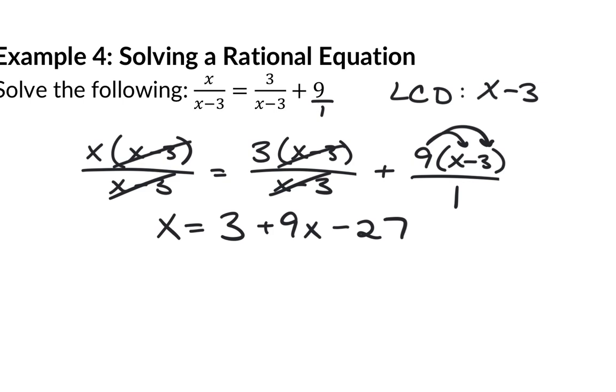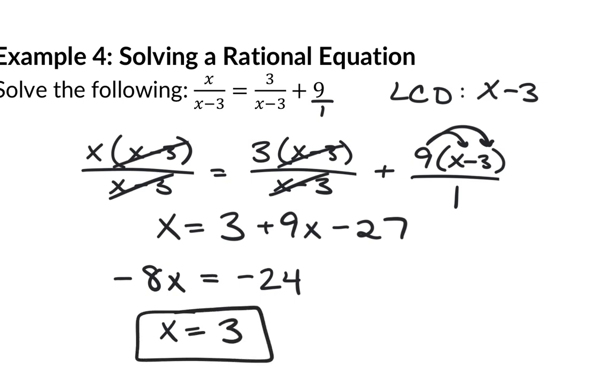And we go back to solving like normal. I'm going to move all the x terms to the left-hand side, which means I'm subtracting 9x from both sides. And I'm going to combine the constants. They're on the same side, so it's not like I changed the signs at all. 3 plus negative 27 is negative 24. Divide by negative 8. Negative 24 divided by negative 8 is 3. Voila, we found our answer.